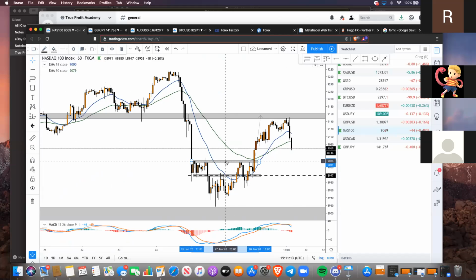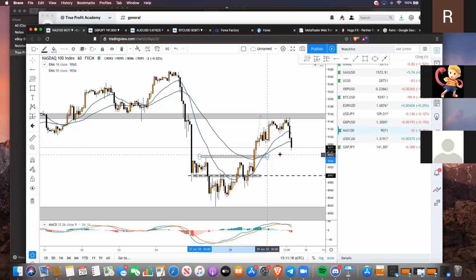I don't think this is the price area, honestly. I think this is the price area we're going to see. Retest, 955. 955.